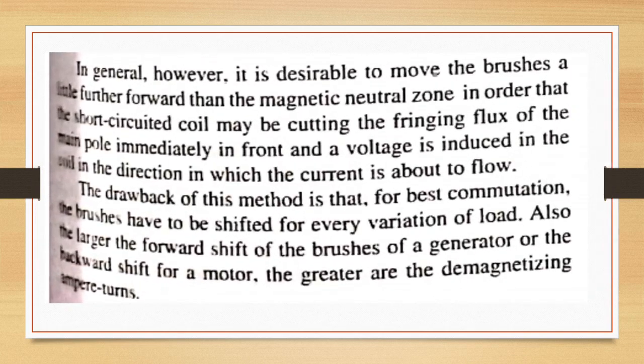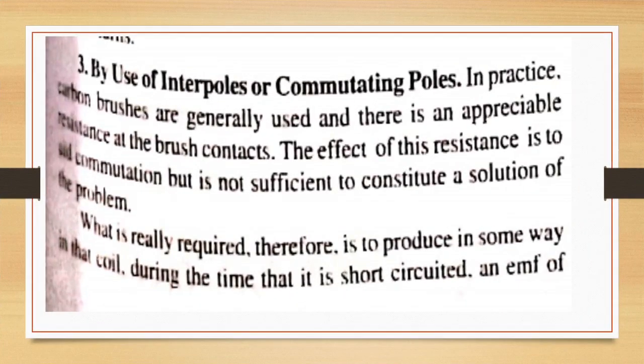So it is desirable to move the brushes a little further forward than the magnetic neutral zone in order that the short circuited coil may be cutting the fringing flux of the main pole immediately in front, and voltage will be induced in the coil in the direction in which the current is about to flow. The drawback of this method is that for best commutation, brushes have to be shifted for every variation of load, and also the larger the forward shift of the brushes of a generator or the backward shift of a motor, the greater will be the demagnetizing ampere turns. The third method of improving commutation is by use of interpoles or commutating poles.